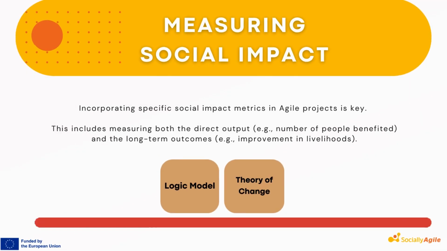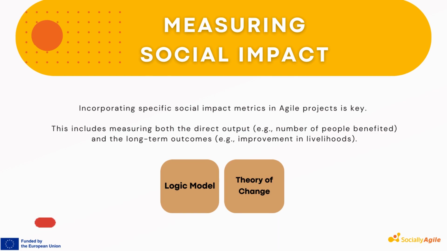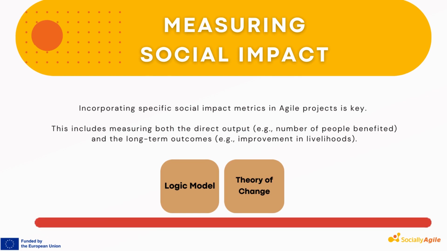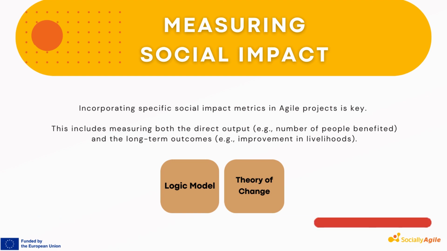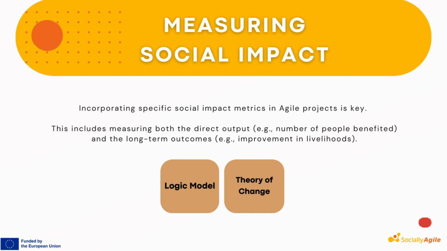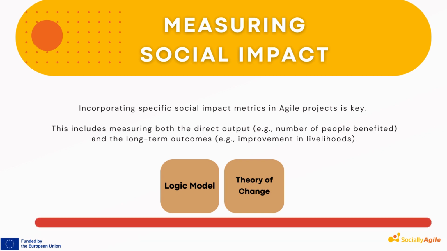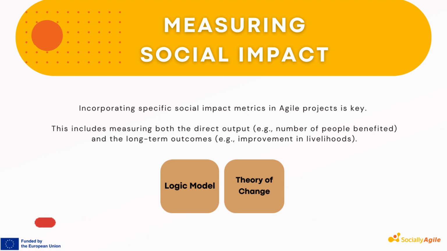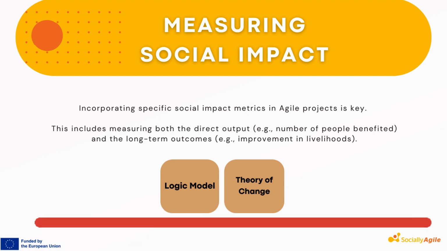Incorporating specific social impact metrics into Agile projects is essential. This process includes measuring both the direct outputs, such as the number of people directly benefited, and the long-term outcomes, like improvement in community livelihoods. You can explore various models like the logic model and the theory of change, which can be used to conceptualize, plan, and evaluate the social impact of Agile projects. This approach ensures that Agile methodologies not only drive project success, but also contribute meaningfully to achieving social goals.